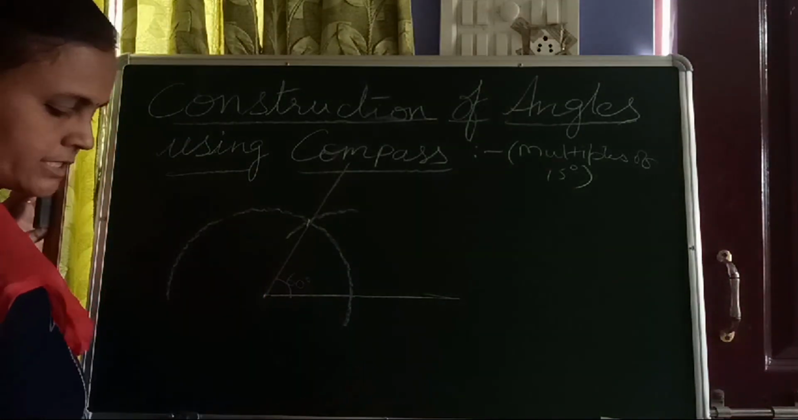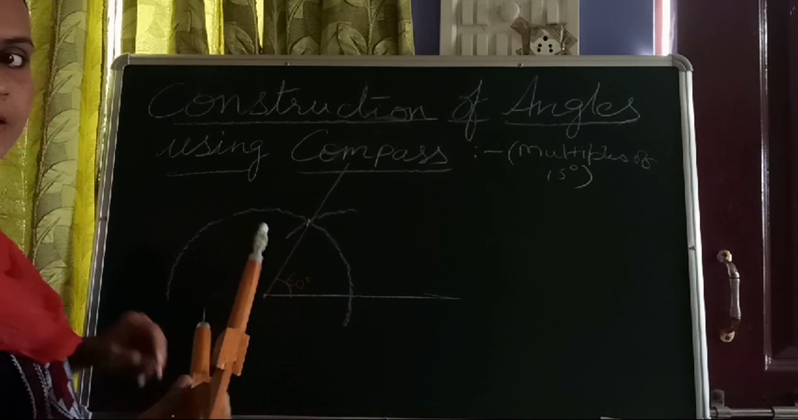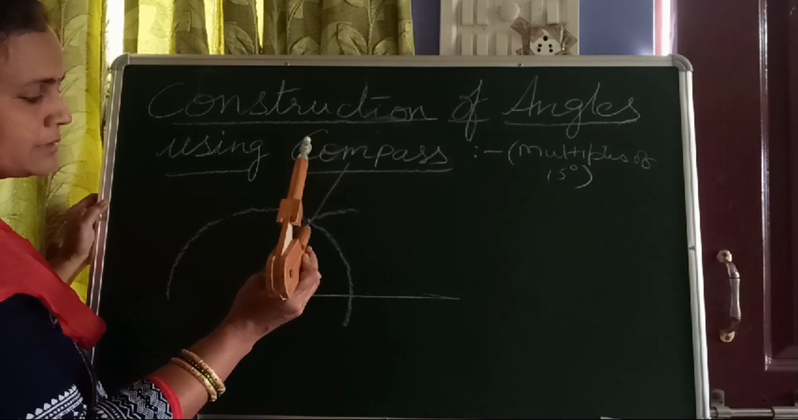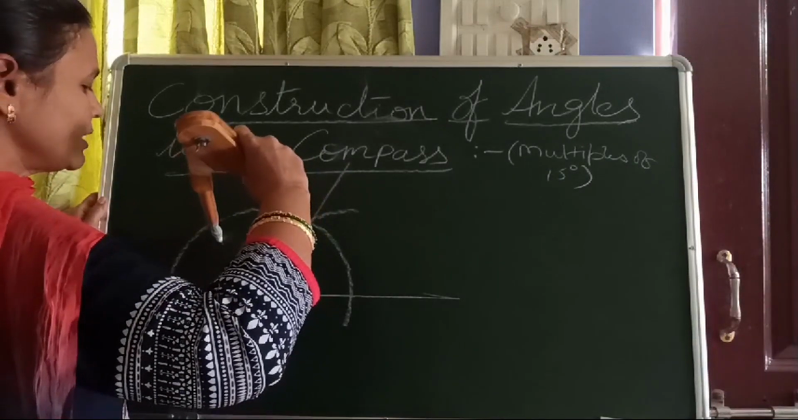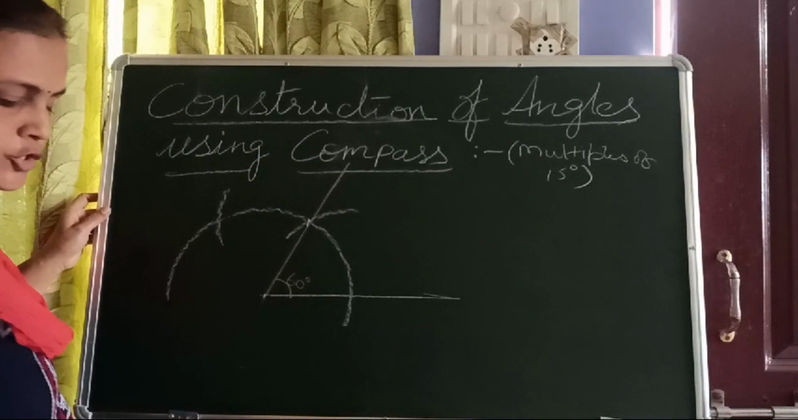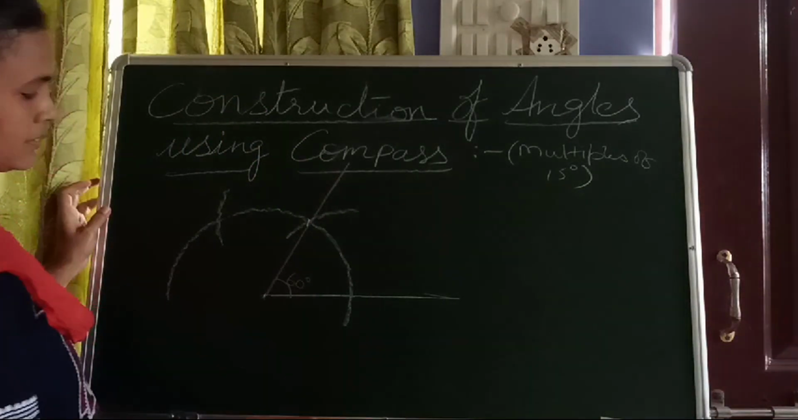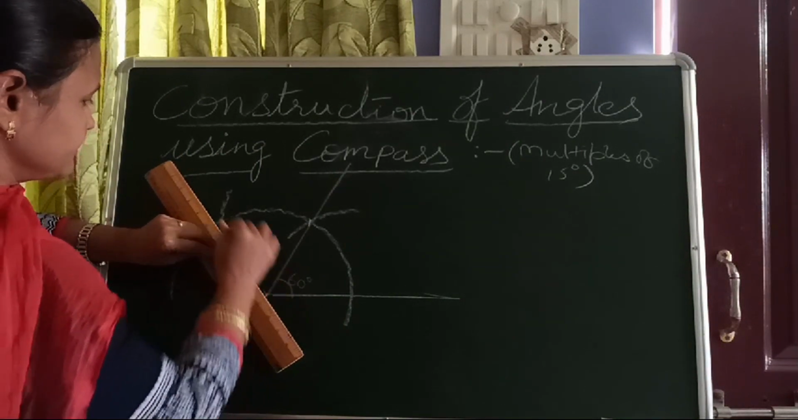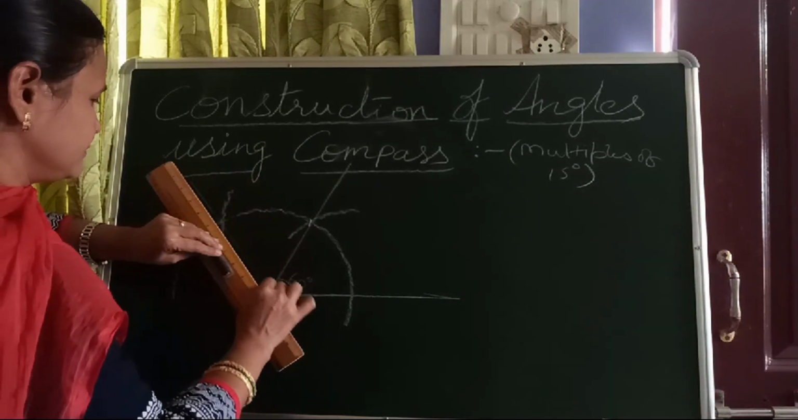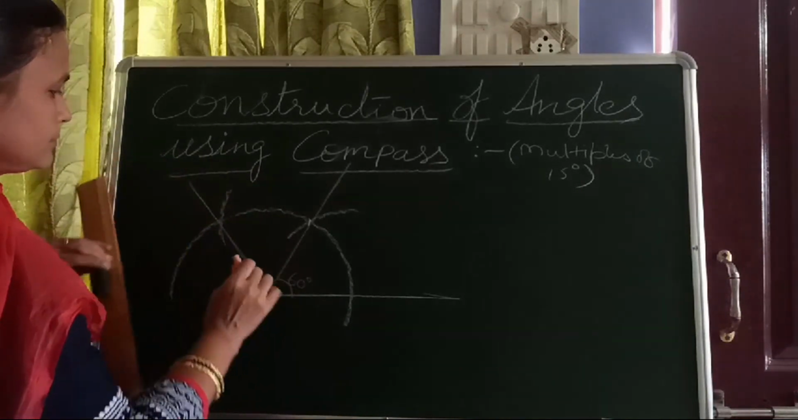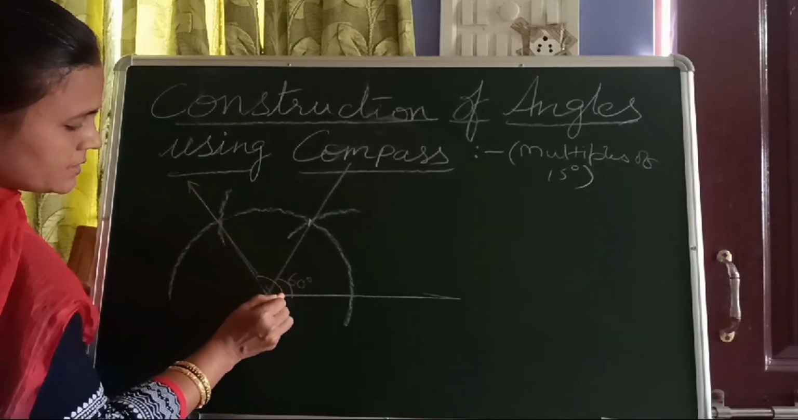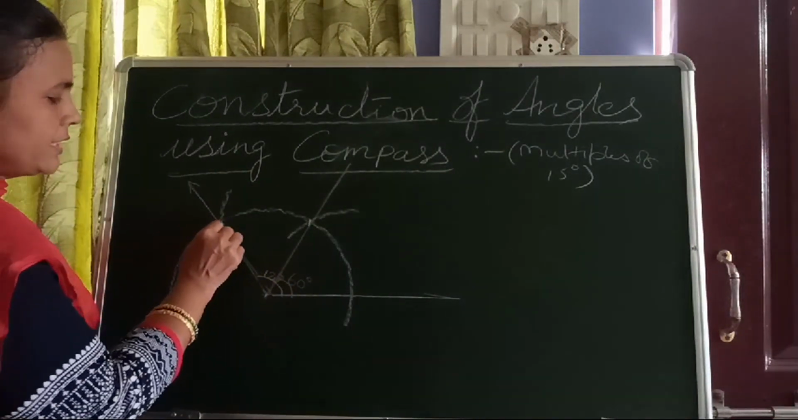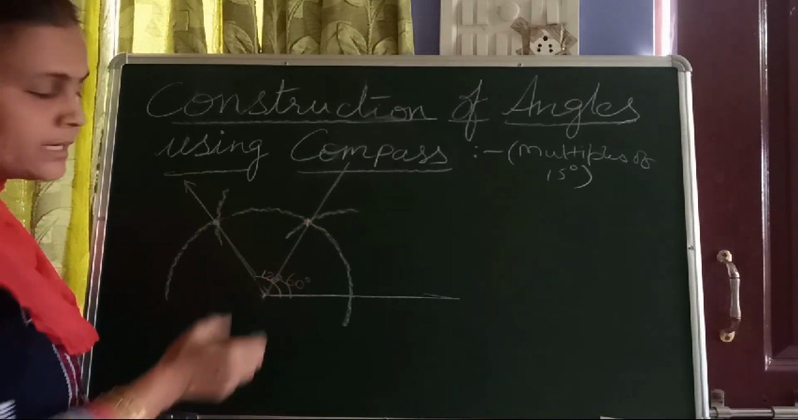Now, without changing the radius, put the compass again on the same place where the 60 degrees arc was drawn, and with the same radius draw one more arc. If you join that arc with the end of the line segment, you get 120 degrees. This is 120 degrees.